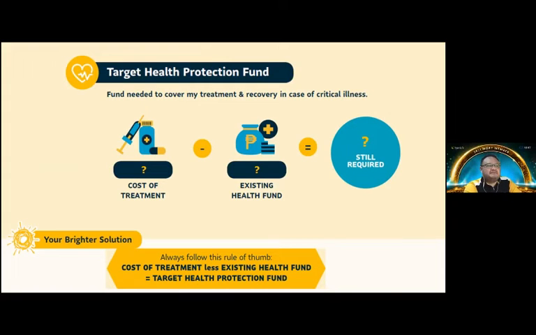So Sun Life provides this simple rule of thumb. Sabi niya, kung ano man yung sa tingin nyo na illness na mas prone kayo, minus nyo sa existing health fund na tinabi nyo, let's say HMO nyo or your emergency fund, the balance is the amount that you still require for health protection.